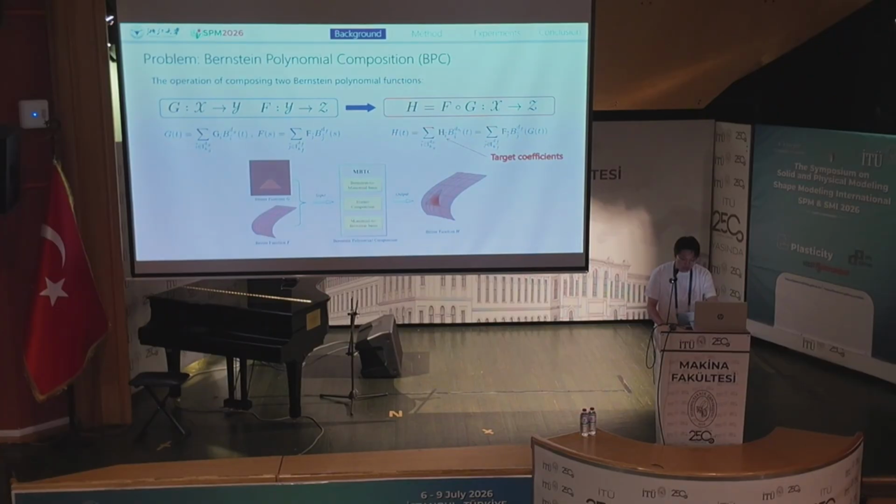Let's formally define the core problem, Bernstein polynomial composition, or BPC. This refers to the operation of composing two Bernstein polynomial functions. The inputs are the inner function g and the outer function f. And our output is the coefficient vector of the newly composed function, rather than just a single evaluated numerical point.